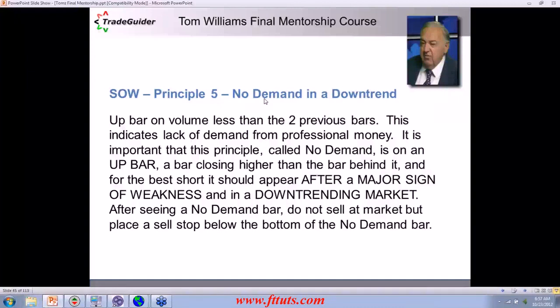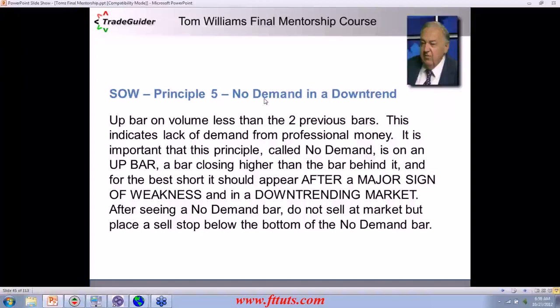Morris is asking, can no demand close on the high? It very often does close on the high of the bar, Morris, but the key to it is the volume. You might all want to write this down. The volume is less than the previous 2 bars. That's what makes no demand, no demand.